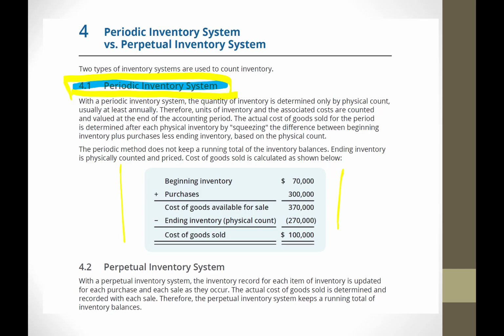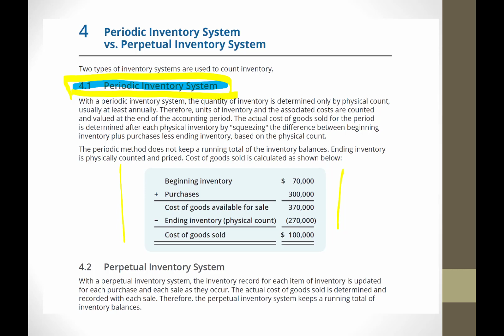Anyway, so we have what? We have our beginning inventory, purchases, add freight in, subtract what? Subtract the discounts and returns, right? Okay, good. That gives us goods available for sale, minus what? Minus the ending inventory, and we wouldn't know the ending inventory until we did the physical count at year end, right? That gives me the cost of goods sold.